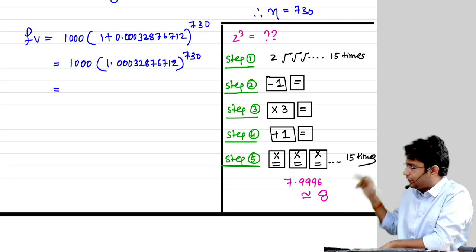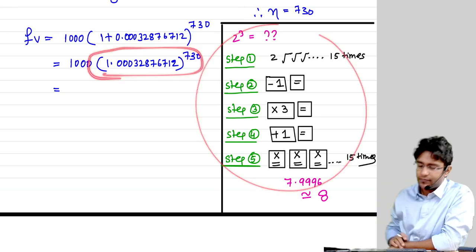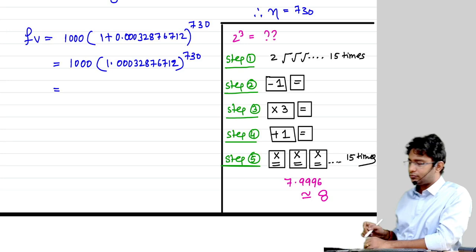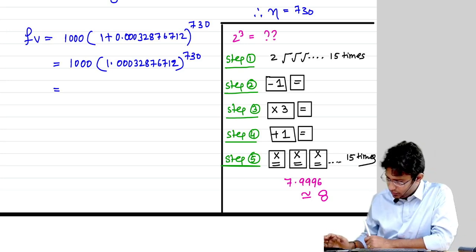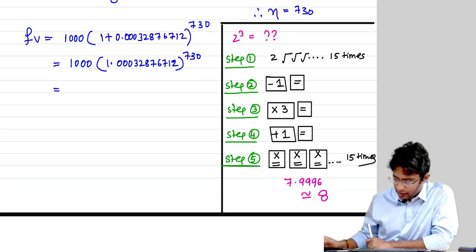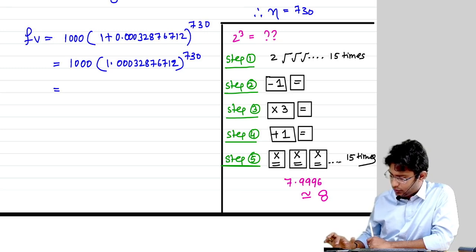Now come and solve this. Once you have written this, if you have understood this, apply this for this. What is your base here? 1.00032876712. Square root it 15 times. 1, 2, 3, 4, 5, 6, 7, 8, 9, 10, 11, 12, 13, 14, 15. Minus 1 is equal to, into, who is the power? 730 is equal to, plus 1 is equal to, into equal to 1, 2, 4.